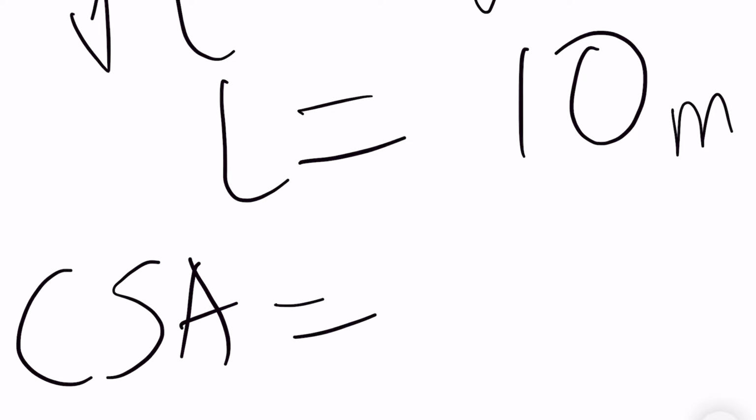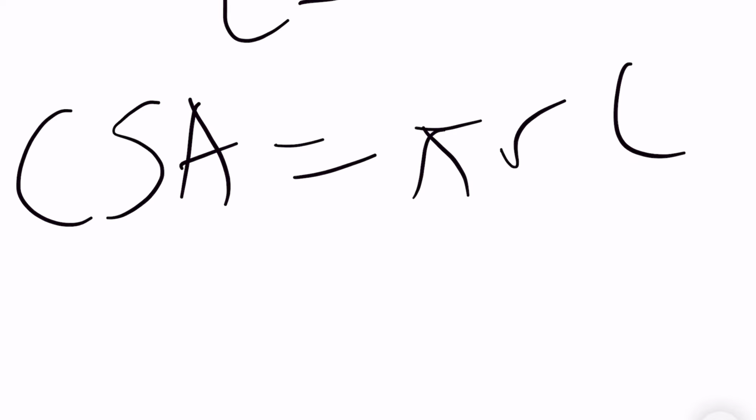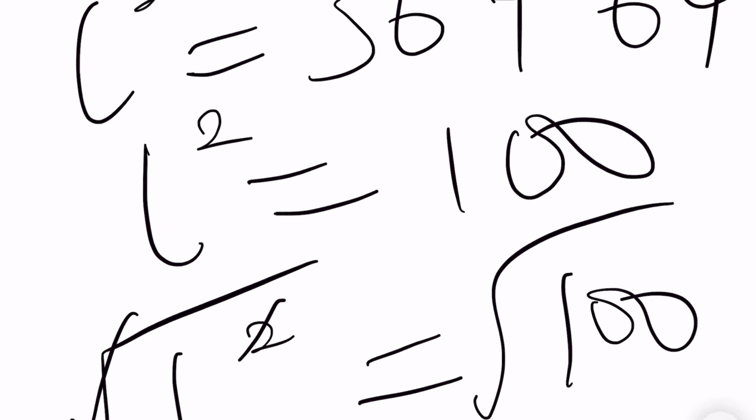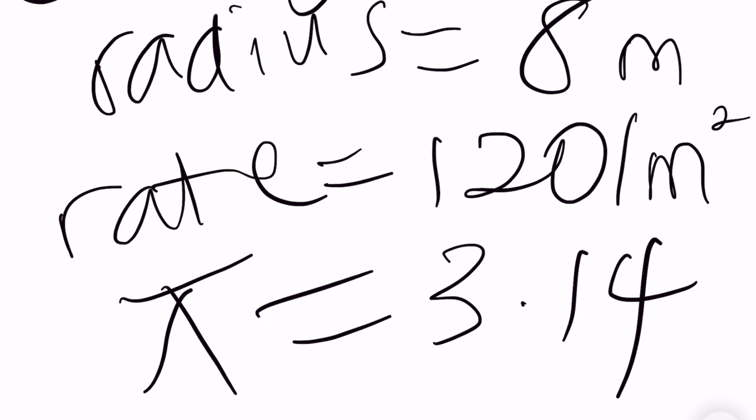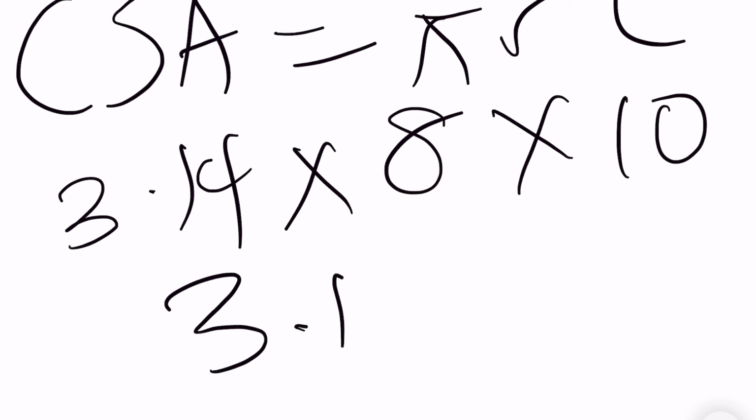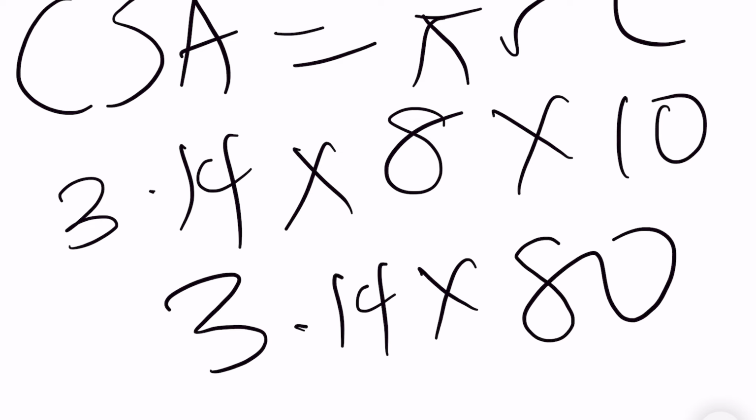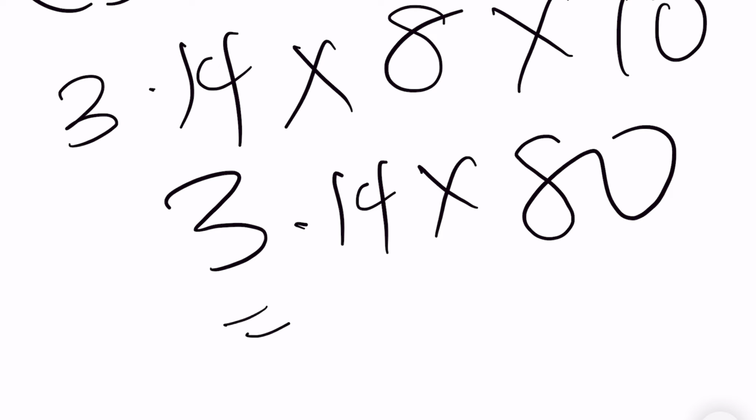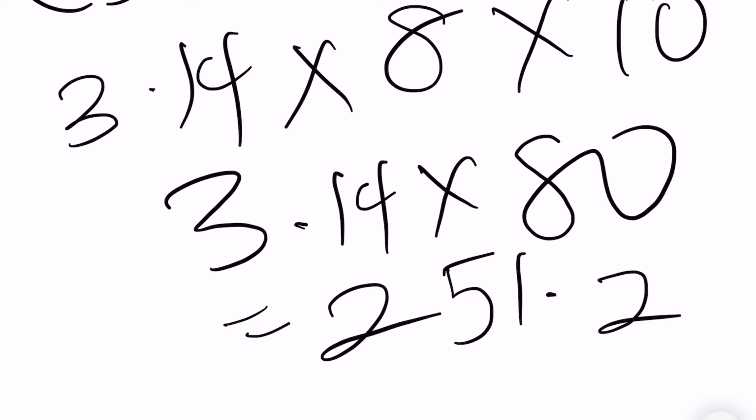Now, let us first look for our curved surface area, which is pi r L. So we have it to be 3.14 times what is our radius? We have our radius to be 8 meters, times 8 times 10. So we have this to be 3.14 times 80. And when we solve this, we will have it to be 251.2 meters squared.